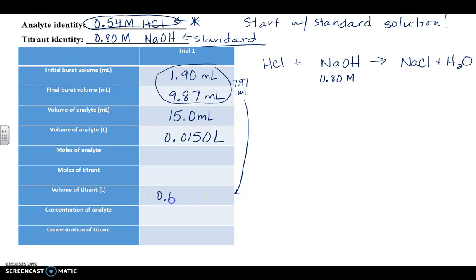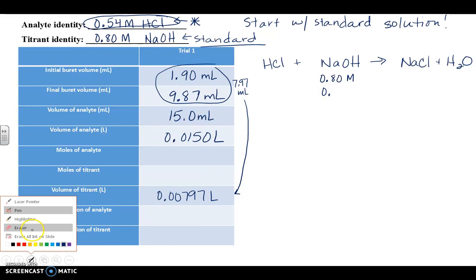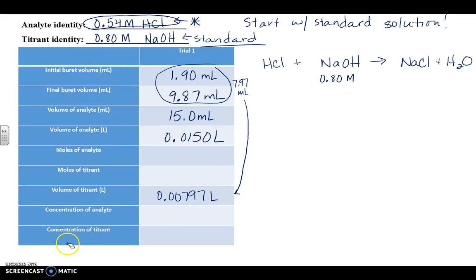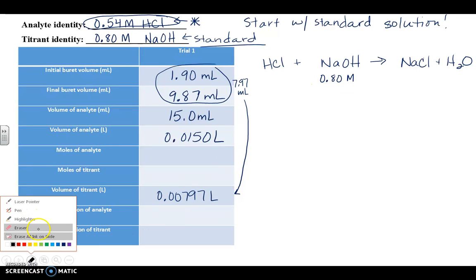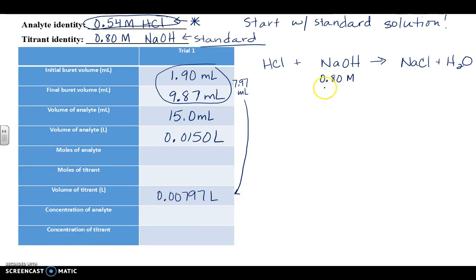So 0.00797 liters. Oh, look. Now, let's come back. We don't have to put this here in liters. We can put it in milliliters because you've seen it that way before. Yes, you have. So you could say, oh, well, I used 7.97 milliliters of this stuff right here. And if I used 15 milliliters of this, we're saying it has a concentration of 0.54, but what we're doing is checking to make sure that that's correct. So let's solve for that concentration there.